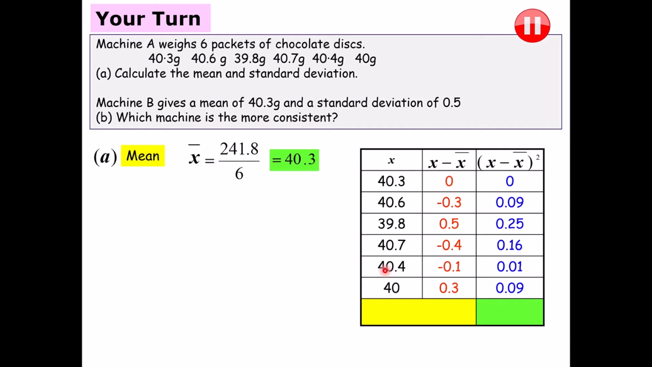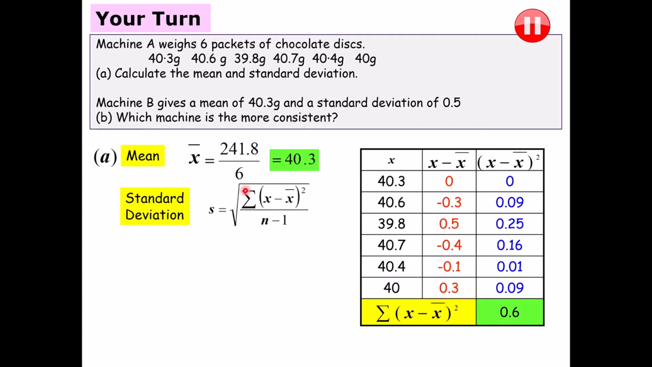Once you've filled in those three columns, you then need to find the sum of the last column by adding them all together to get 0.6. And now we can calculate our standard deviation. So we're going to replace this top part of our fraction with 0.6, and our n is 6, so n take away 1 is 5. So you should have the square root of 0.6 divided by 5 to get 0.35. So well done if you've got that correct.